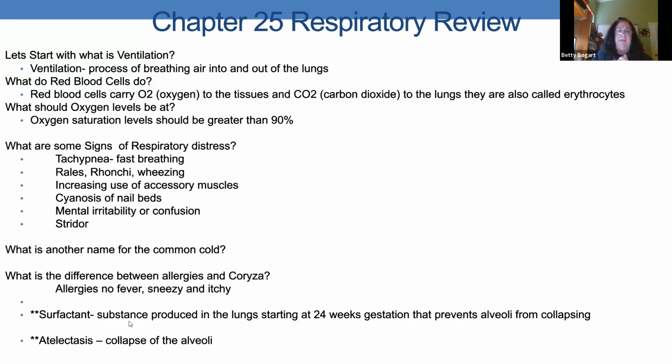Surfactant actually starts at about 24 weeks, and by 34 weeks at birth, it's the substance that holds the alveoli in the lungs open. It has the ability of exchanging the oxygen and carbon dioxide. Well, sometimes this surfactant doesn't work. It collapses. So a collapsing of those alveoli is called atelectasis.